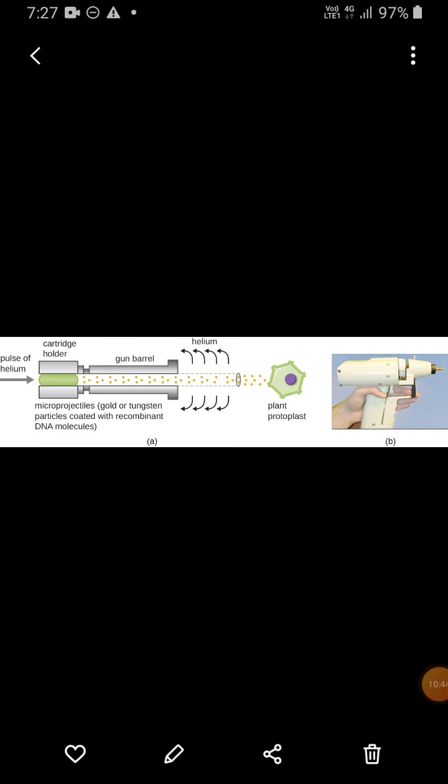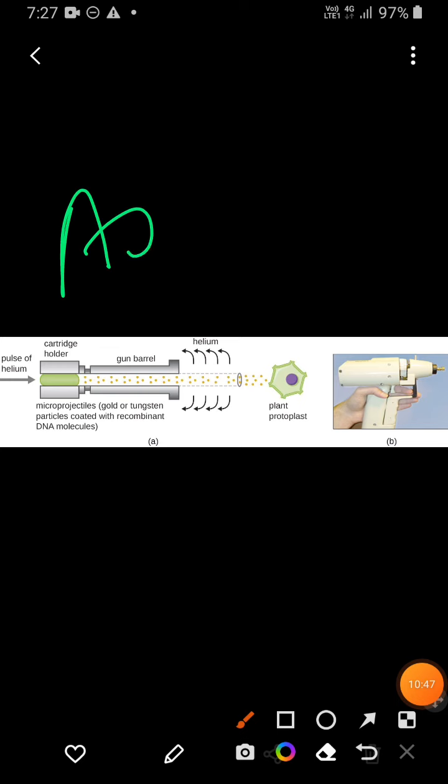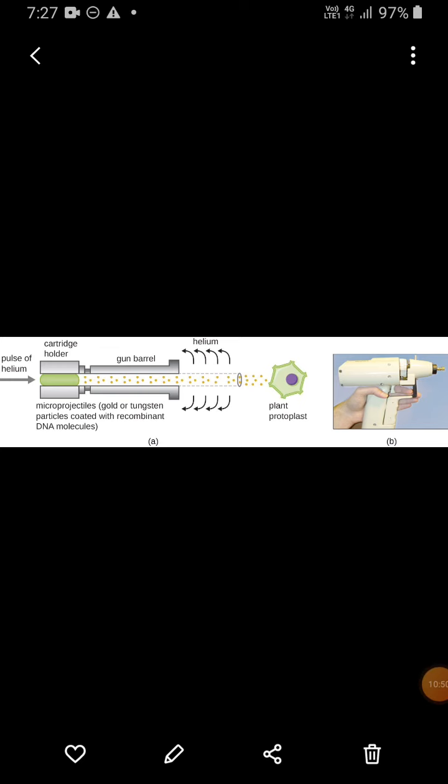In the next video, we are going to discuss Agrobacterium tumefaciens mediated gene transformation. I am not going to complete Agrobacterium tumefaciens mediated gene transfer in one video. I will separate it into 5 or 6 videos, because that is an important part of this gene transformation chapter.